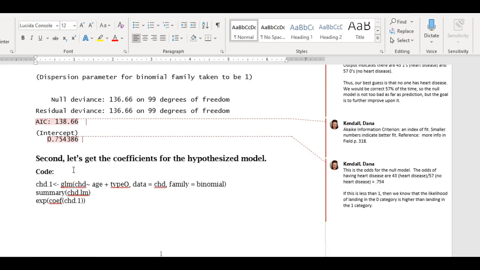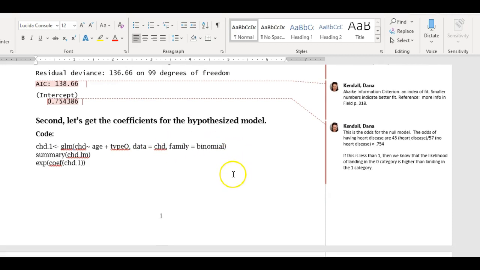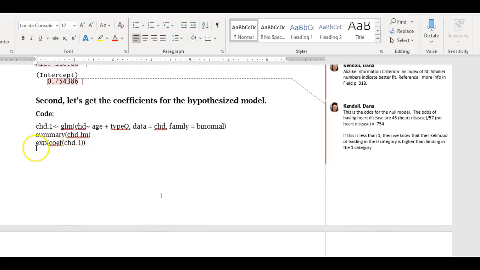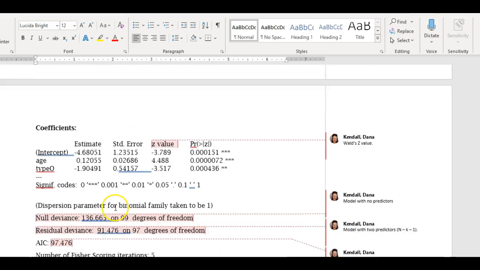Now, second, we're going to create our hypothesized model. We're trying to do better than the null. So we are going to regress our DV, which is coronary heart disease, on age and blood type. I named this type O because that is what's in the 1 category, type O. Then family binomial, same thing. And then we're going to ask for the EXP B's, which I'll get into here in a second, down here.